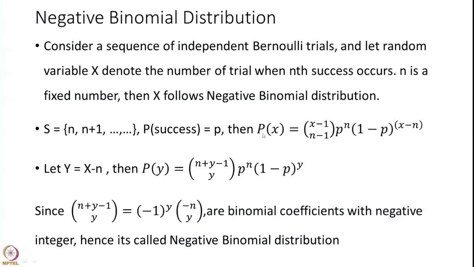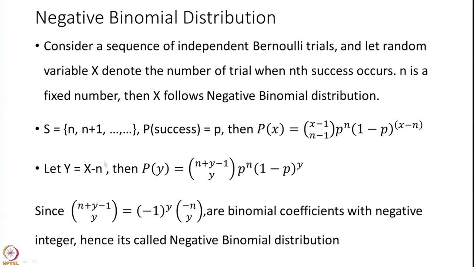And in that case, the probability of x, where x is the number of trials you have to make to reach the nth success, means that you have a variety of successes and unsuccessful trials, with n minus 1 successes having come in the x minus 1 trials. How many ways it can occur is x minus 1 choose n minus 1. The n successes have occurred, so it is p to the power n, and then you have x minus n unsuccessful trials, and therefore it is 1 minus p to the power x minus n.